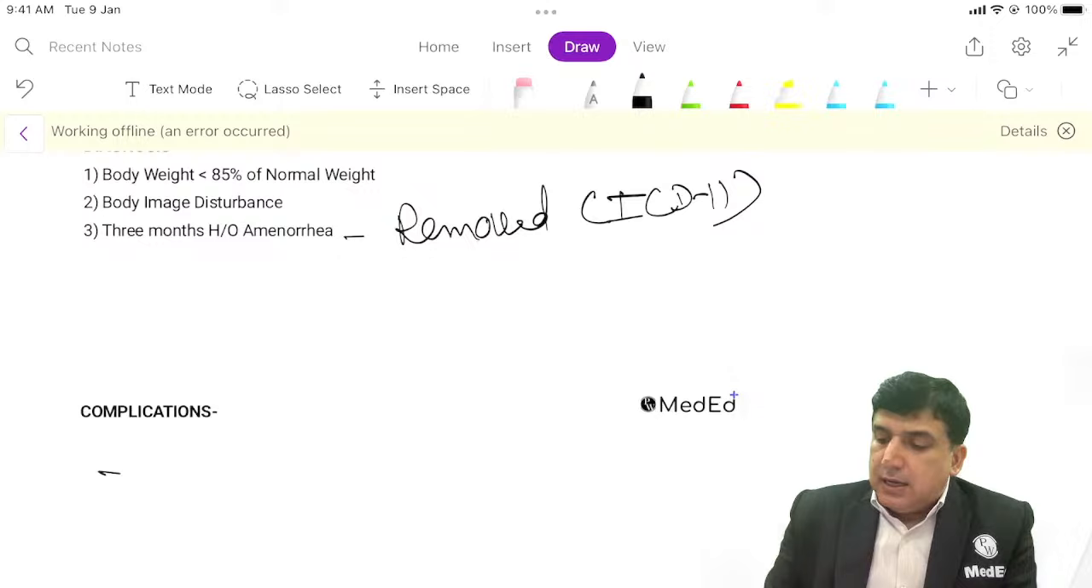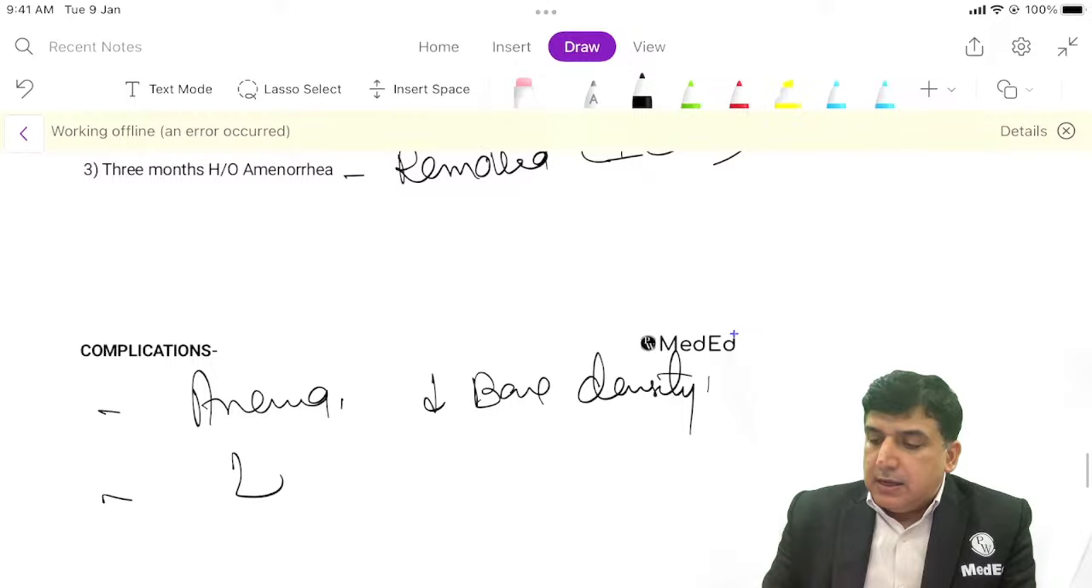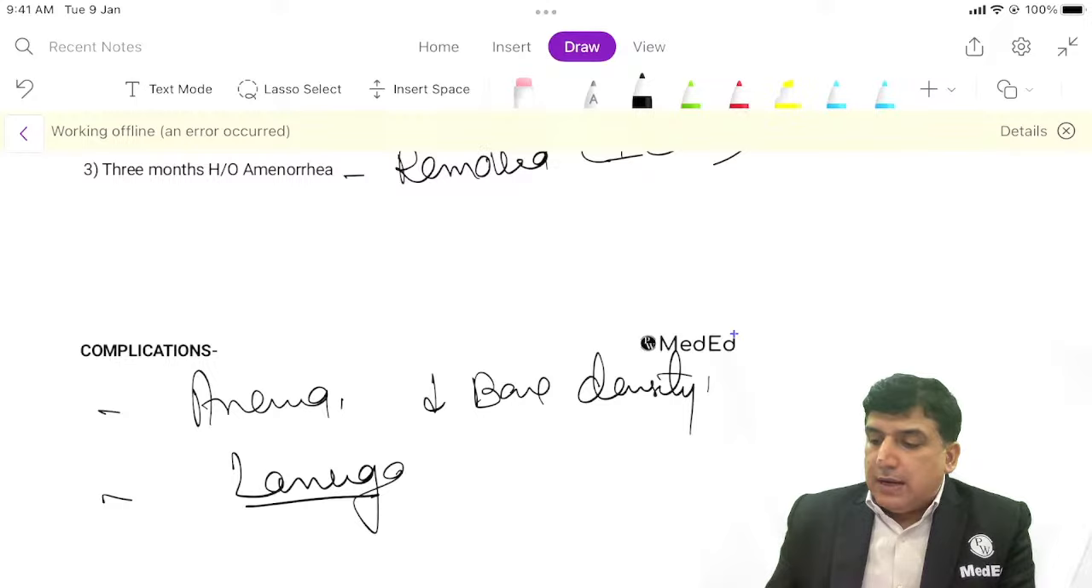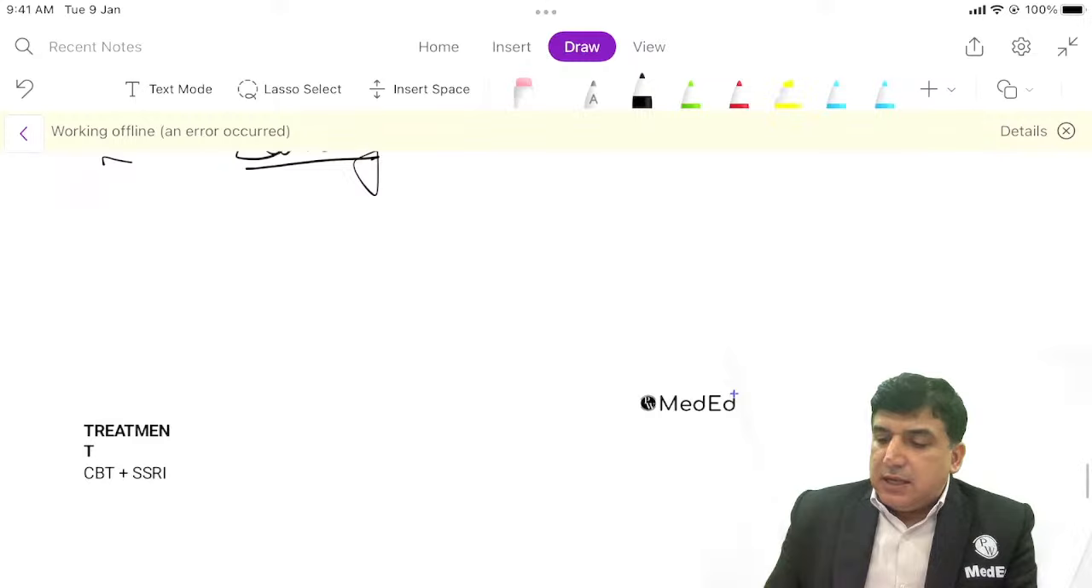The complications in anorexia nervosa are what? The patient will have anemia, decreased bone density. The person will have lanugo. Basically it's golden, baby-like hair because of malnourishment, which we call lanugo. So anemia, decreased bone density, lanugo, these are the complications in anorexia nervosa.